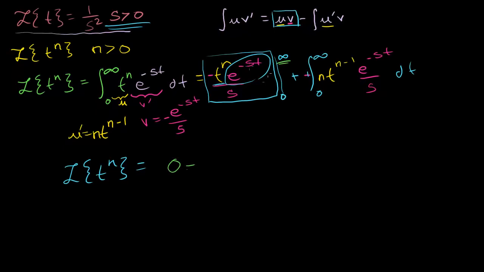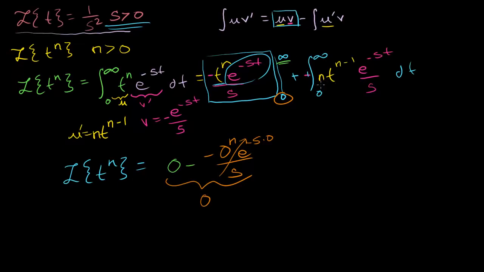And then you're going to subtract this evaluated at 0. When evaluated at 0, it's just minus 0 to the n times e to the minus s times 0 over s. Well, this becomes 0 as well. So this whole term evaluated from 0 to infinity is all 0, which is a nice, convenient thing for us. And then we're going to have this next term right there.